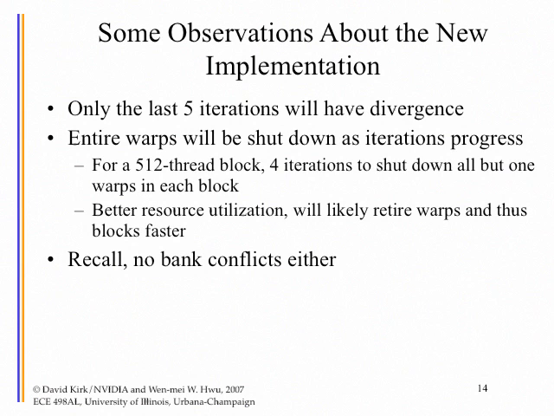Good. I think this is the part that we didn't explain properly last time, and we're skipping over a little bit. So hopefully, let's make that observation. So the entire warp will be shut down as iterations go on, giving better resource utilization. And recall, one big benefit here is that there's just no bank conflict anymore on the shared memory access.